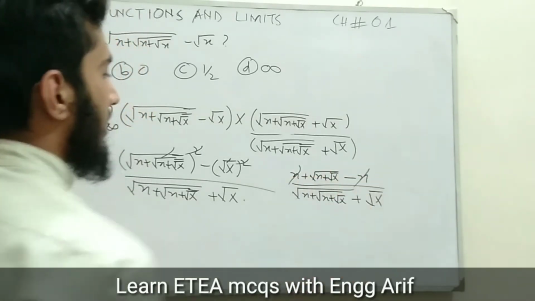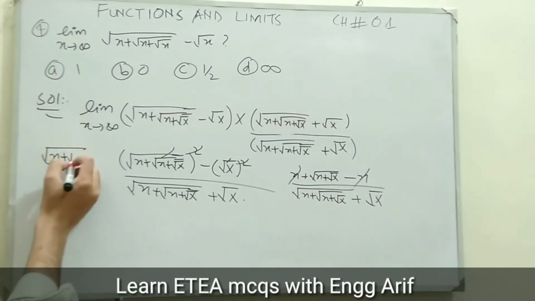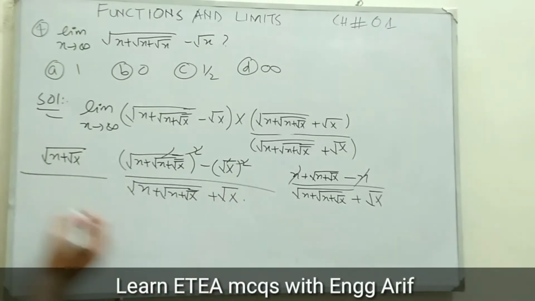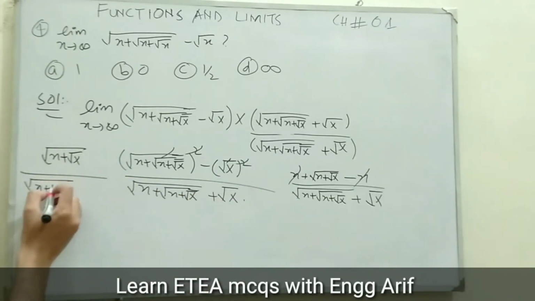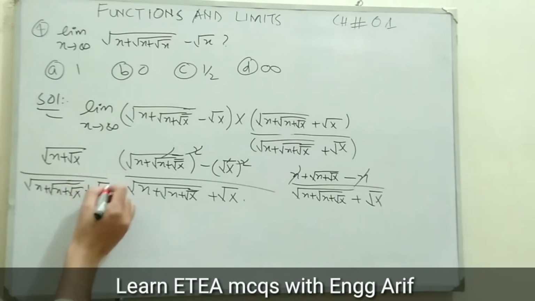x is cancelled with negative x. So in the numerator we are left with x plus under root x, and in the denominator we are left with under root of x plus under root of x and plus under root of x and plus under root of x.